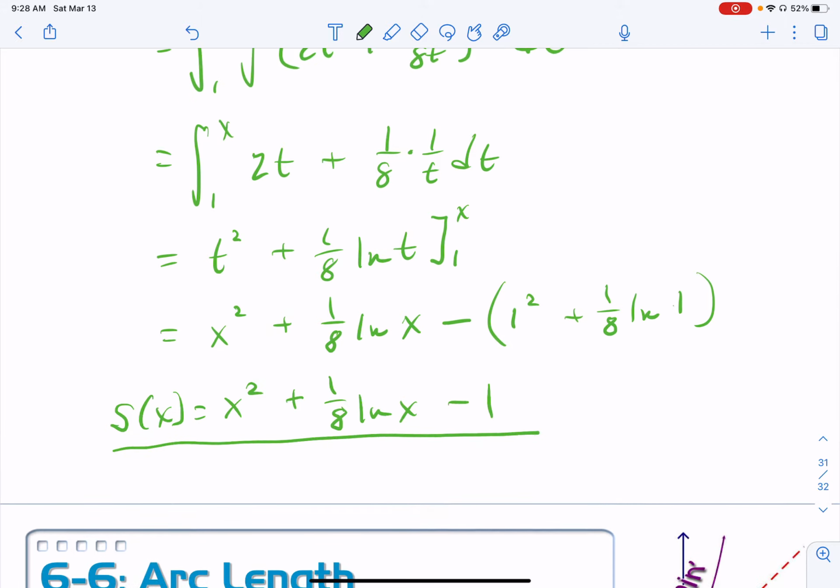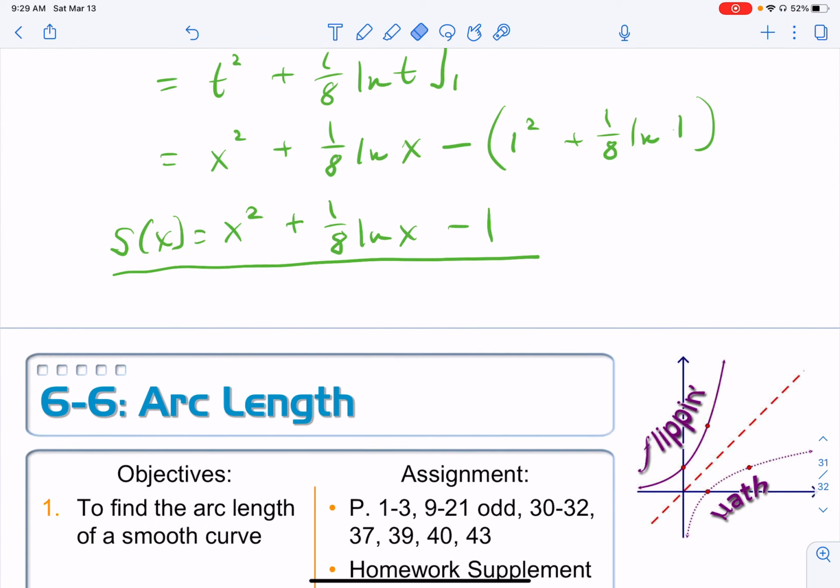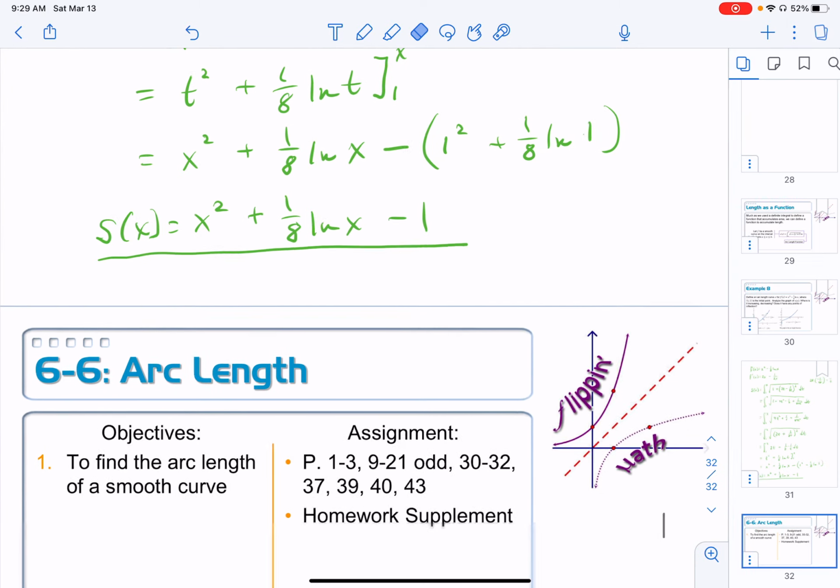Ta-da! Look at that function. It's so close to our original one. It has a plus sign inside of here instead of a minus, and then we subtract 1 from the end of it. Just strange. Absolutely bizarre.